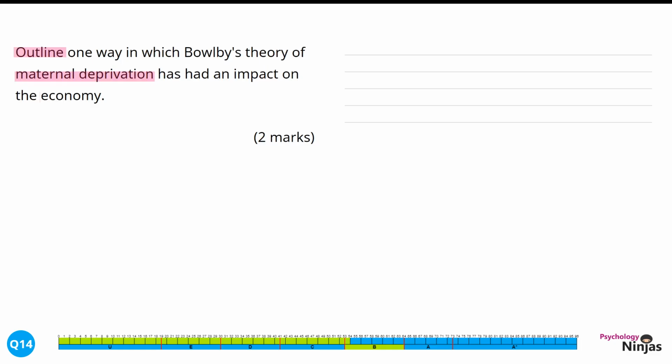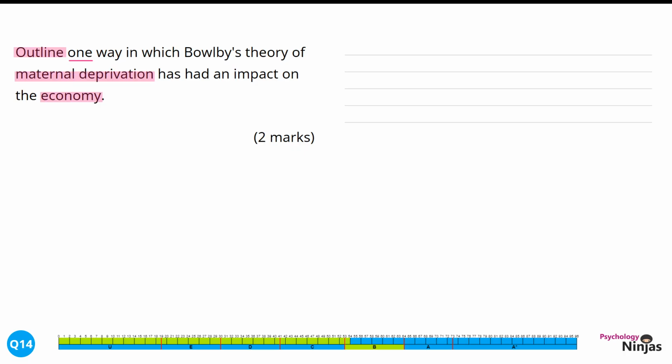We also need to have an awareness of what we mean by the economy. So here we're talking about workers and means of production in order to apply our psychological knowledge. It's also worth focusing on one way, and so you're only going to get credit for one way in which it has had an impact on the economy. It's really important here that you cross out any wrong answers in order for the examiner to focus in on the one that you do want marked.